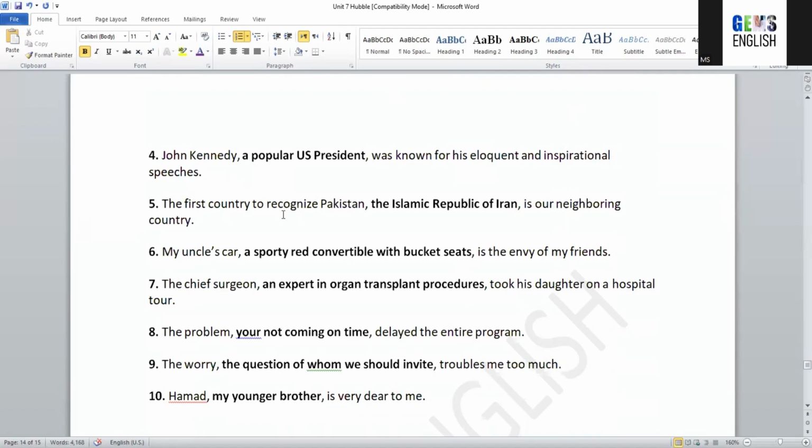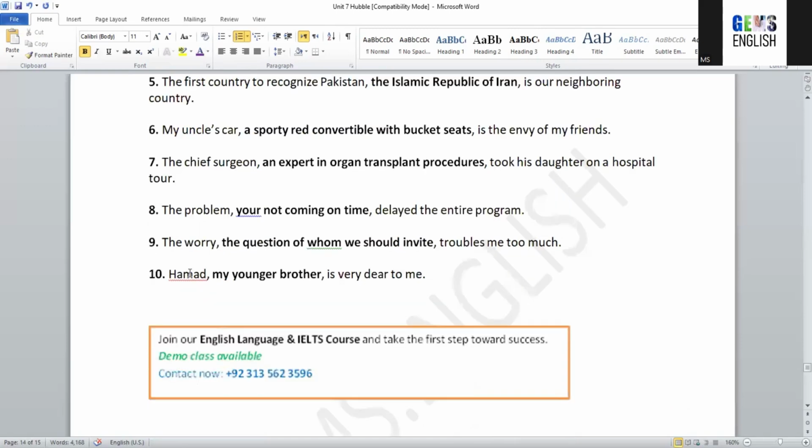5. The first country to recognize Pakistan, the Islamic Republic of Iran, is our neighboring country. 6. My uncle's car, a sporty red convertible with bucket seats, is the envy of my friends. 7. The chief surgeon, an expert in organ transplant procedures, took his daughter on a hospital tour. 8. The problem, you're not coming on time, delayed the entire program. 9. The worry, the question of whom we should invite, troubles me too much. 10. Hamad, my younger brother, is very dear to me.